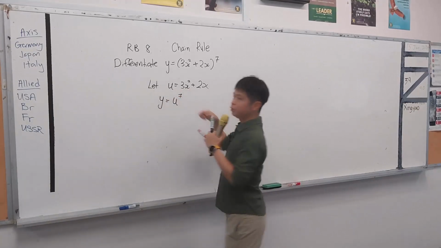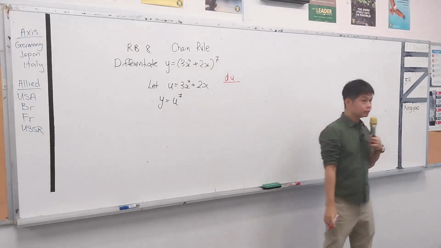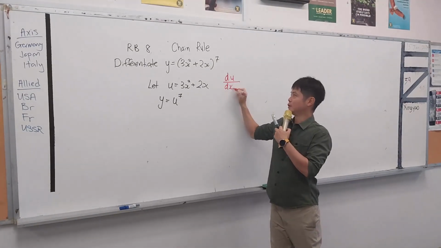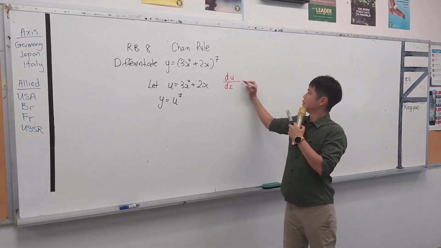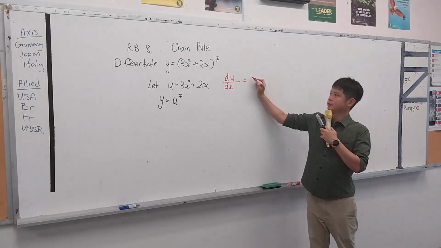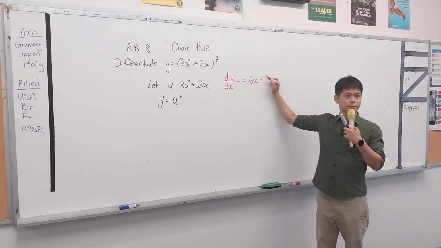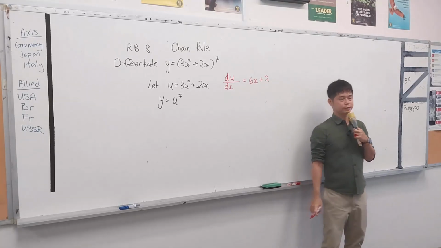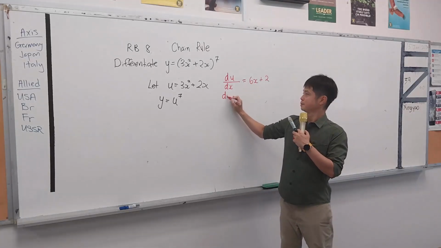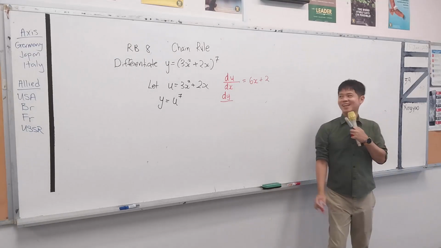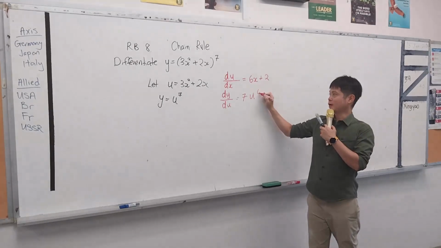So the first part is I'm going to do du over dx. For this equation, I can do du over dx. So what will I get? 6x, bring down the power, minus 1. Now, I can do dy over du. Yes, I can do dy over du, bring down the power, minus 1.